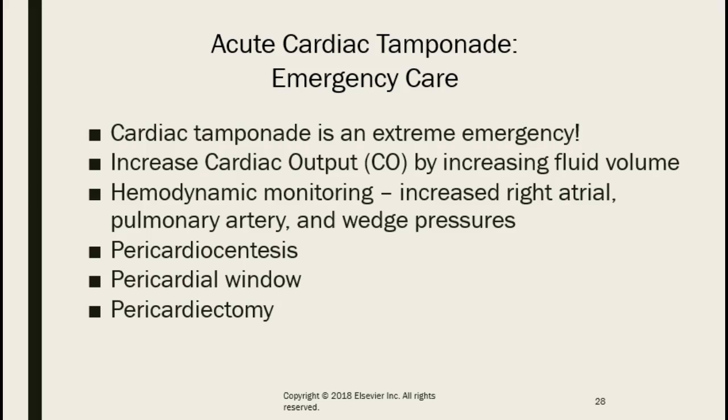Acute cardiac tamponade is an emergency situation, and we're going to treat this by increasing that cardiac output by increasing the fluid volume. We're going to do hemodynamic monitoring. This patient's going to be in an ICU. We're going to see increased right atrial, pulmonary artery, and wedge pressures. They may treat this with a pericardiocentesis. They may put in a pericardial window or pericardiectomy as part of that treatment.